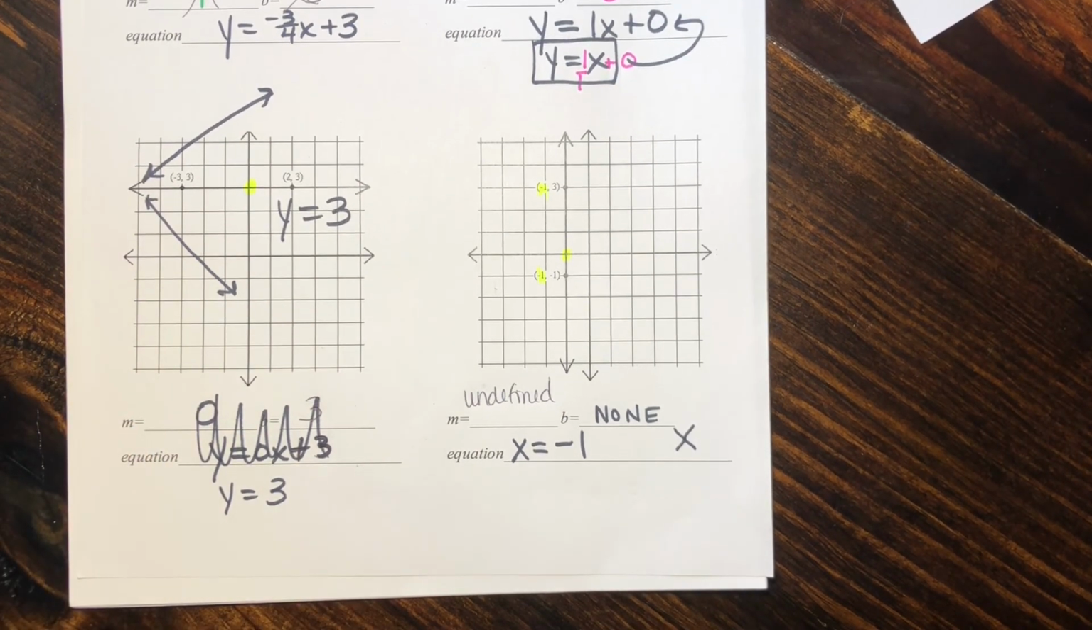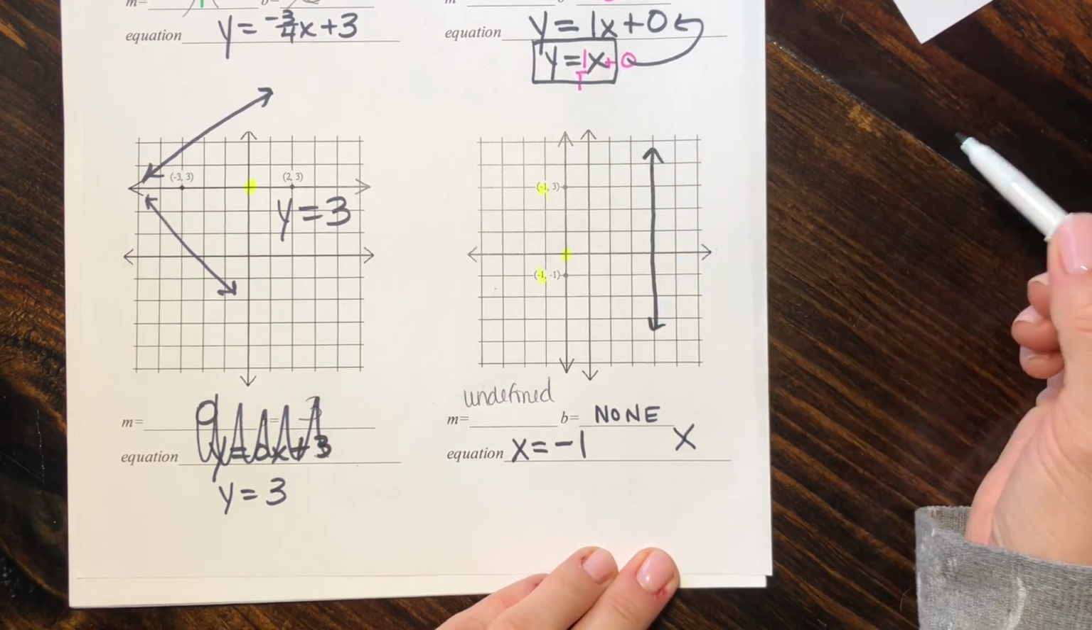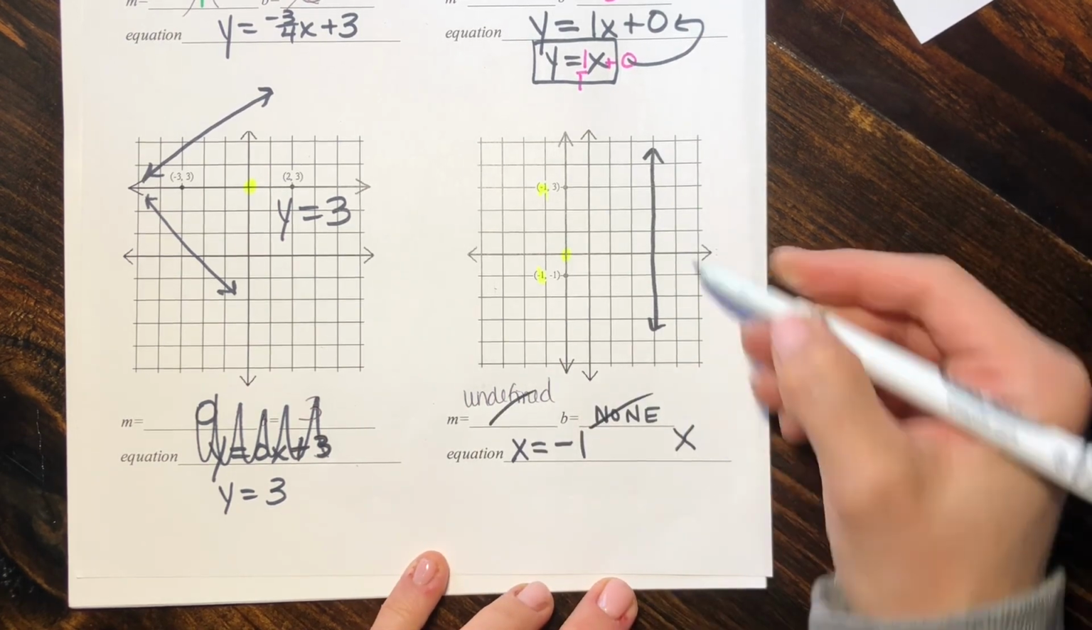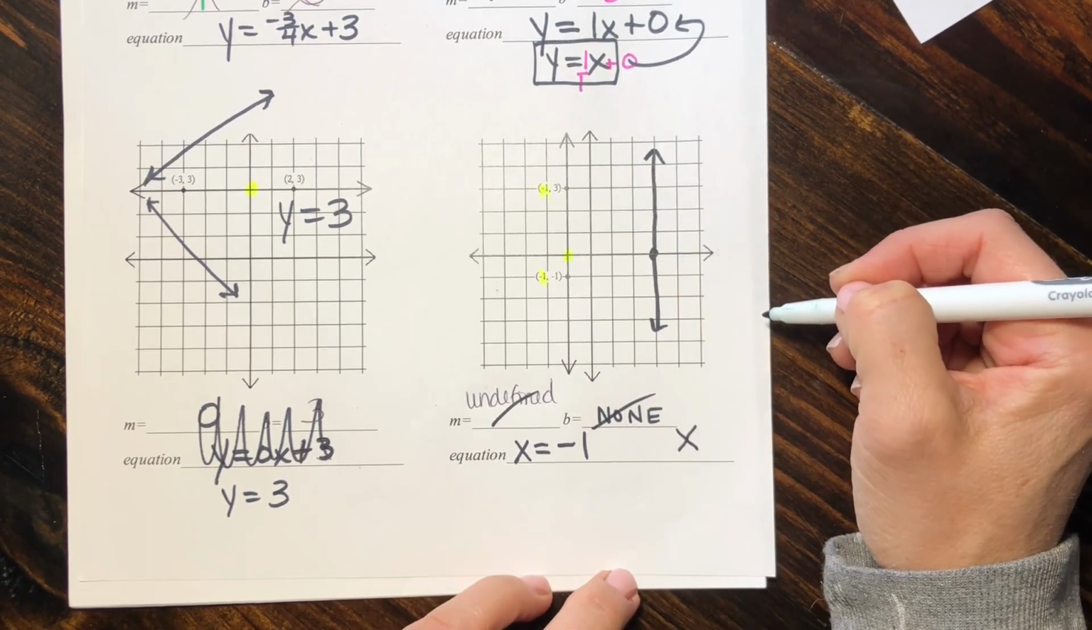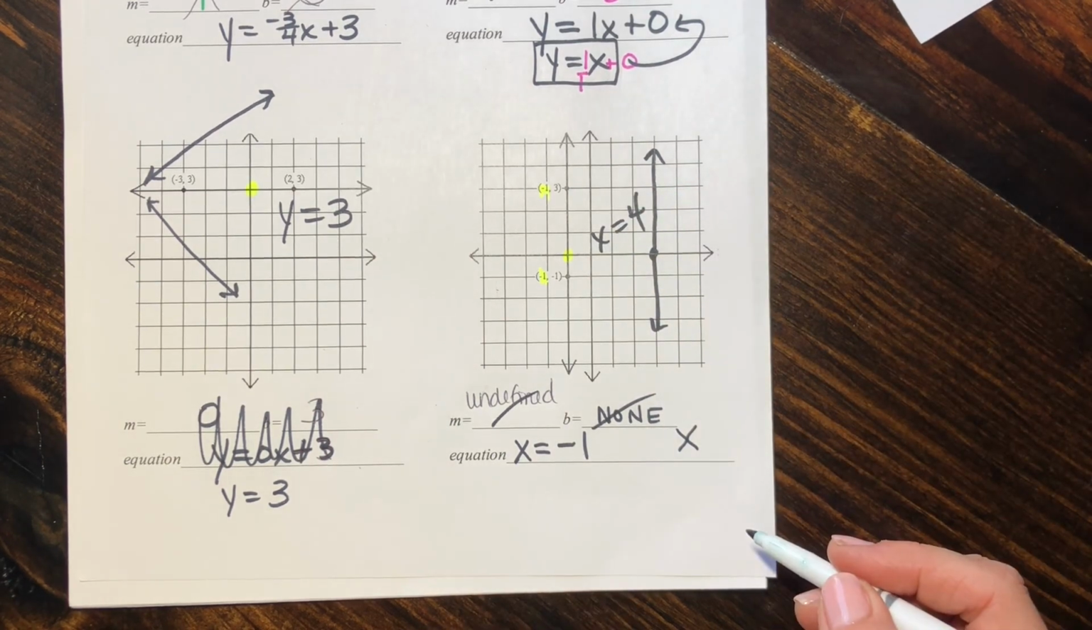So whenever you see a vertical line, keep in mind that you are doing an x equals. So if I were to do this vertical line right here, I don't need to do any of this stuff. I just need to go, oh, it's vertical. It's touching the x-axis at 1, 2, 3, 4. So the name of this equation is x equals 4.